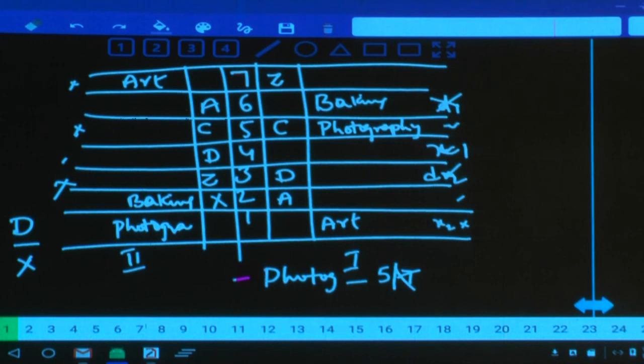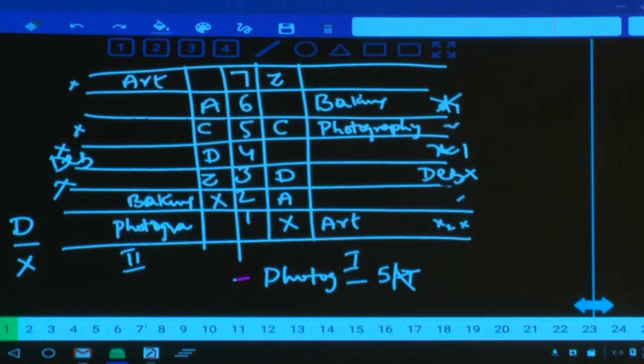As D cannot be on the 6th floor, hence D must be on the 3rd floor. If D is on the 3rd floor, X must be on the 1st floor. And D does not participate in baking, isn't it? Baking and debate competition. Hence this D cannot be debate competition. And the person who is participating in debate cannot be on the 3rd floor. Hence debate cannot be here. And this D debate cannot be at this place. Are you following this one or not?